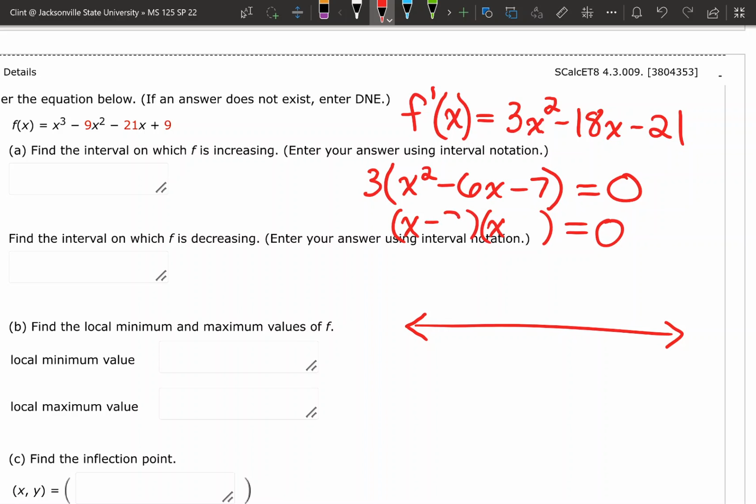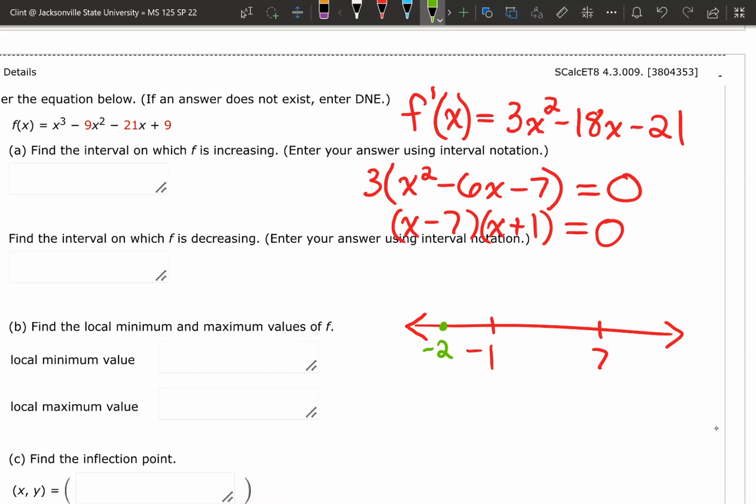So -7 and +1. That means our derivative will be 0 at +7 and -1. I'll set each factor equal to 0 and so on. Then we need test points, and we're just trying to figure out the sign of our derivative on each interval. So we need a test point smaller than -1. What do you want to use? -2 sounds good.